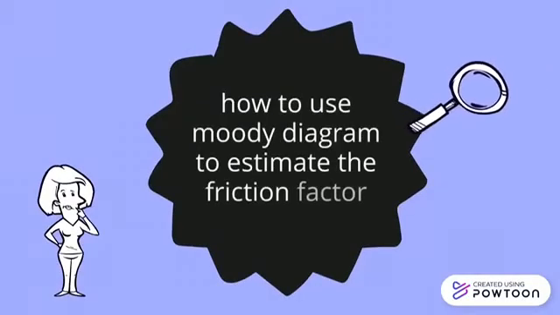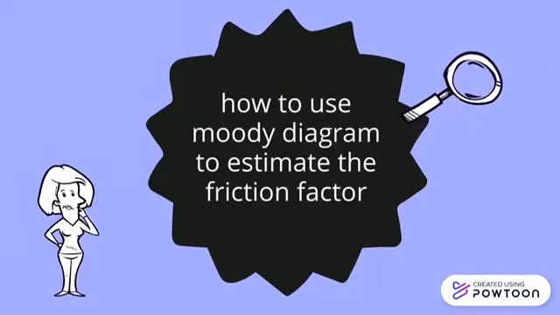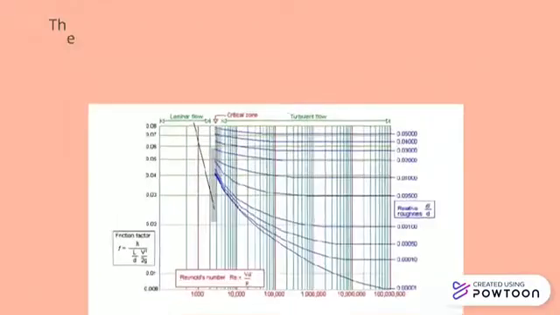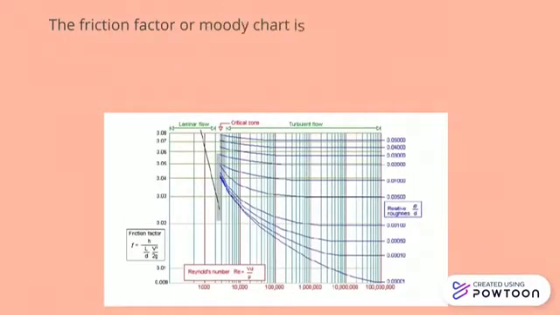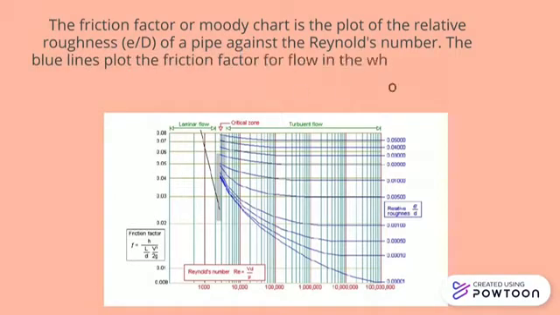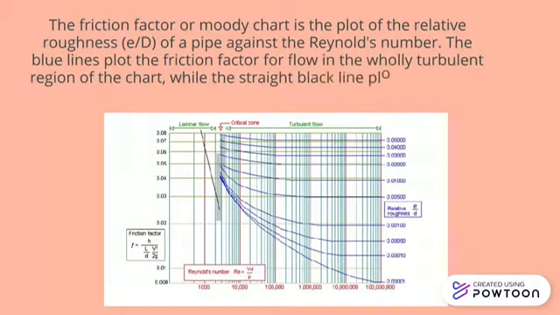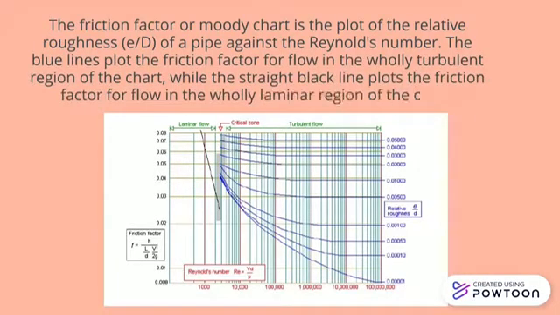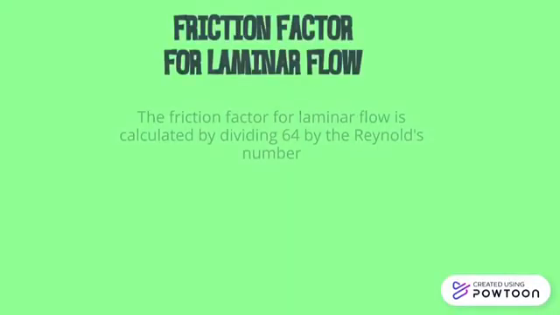How to use Moody diagram to estimate the friction factor. The friction factor or Moody chart is the plot of the relative roughness of a pipe against the Reynolds number. The blue lines plot the friction factor for flow in the wholly turbulent region of the chart, while the straight black line plots the friction factor for flow in the wholly laminar region of the chart.